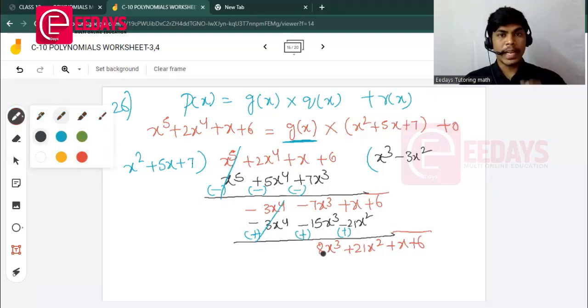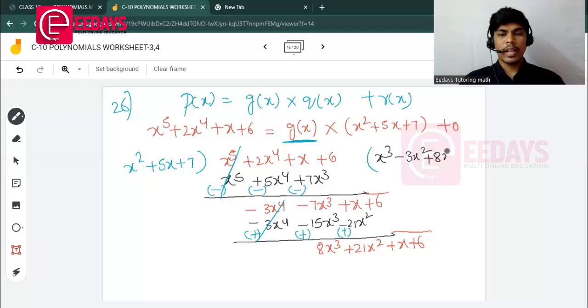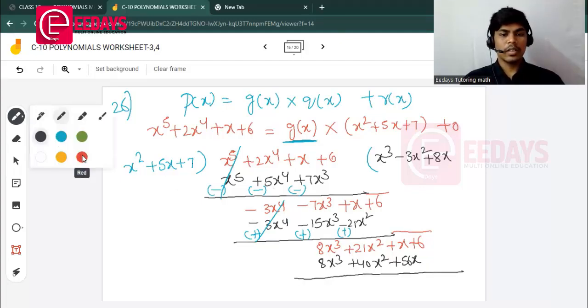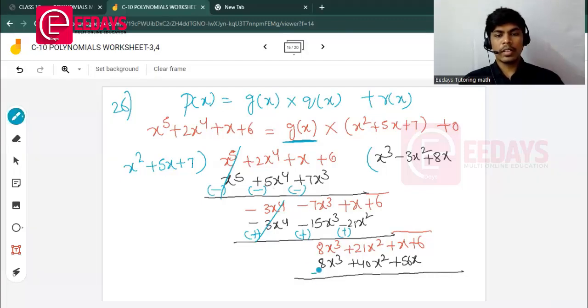Okay. Now we need to eliminate 8x cube. Then which number should we multiply? x square into 8x, we are getting 8x cube. 5x into 8x, 5 eights are 40, x into x, x square. 7 into 8x, 56x. Okay. So let us change the symbol, plus becomes minus, plus becomes minus. So 8x cube, 8x cube cancel. 21x square minus 40x square.